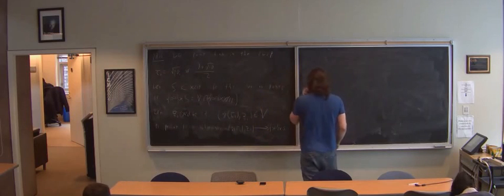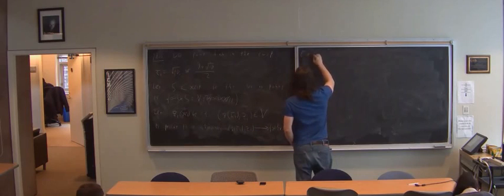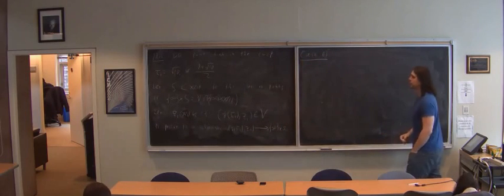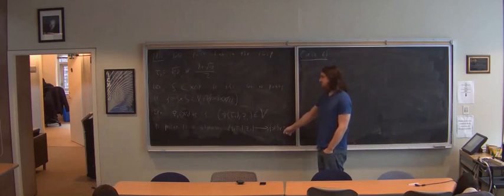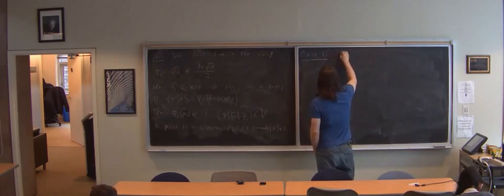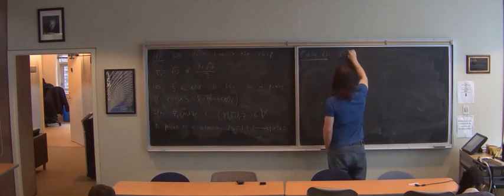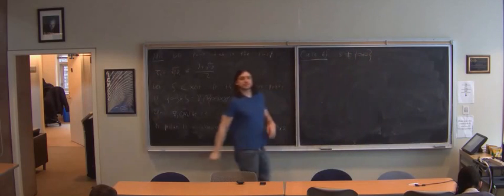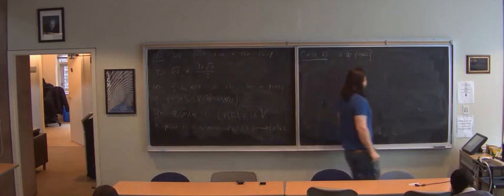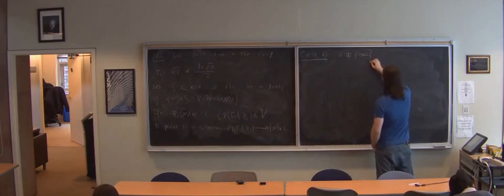All right, so now we have two cases for the proof. The first case is that little s is not infinity. It's some other point inside of x1. Case 1, little s is not equal to infinity. Okay?